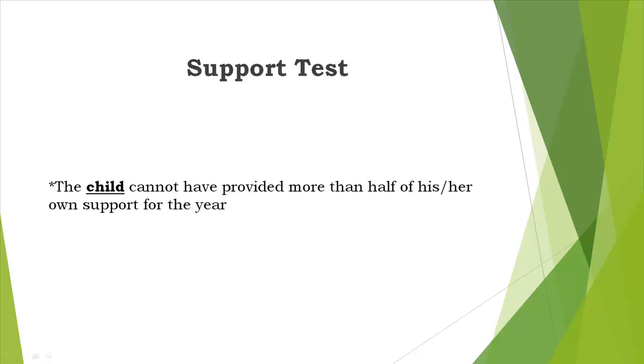Our next test is the support test. In order for them to qualify as a qualifying child, the child cannot provide more than half of his or her support for that year. So let's say it takes $5,000 to support the child for the entire year, and I know that's extremely low. If the child earns 3,000 and you pay the other two, then you don't pass the support test. But if we flip it and of that 5,000 you pay 3 and the child pays 2, then you satisfy the support test.